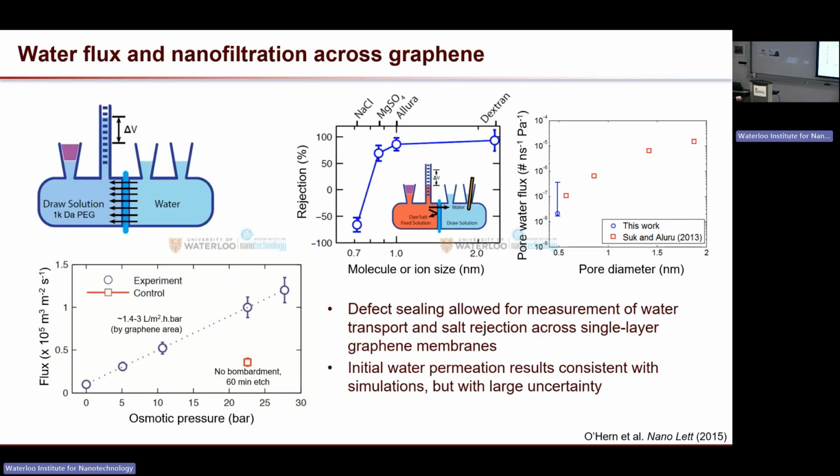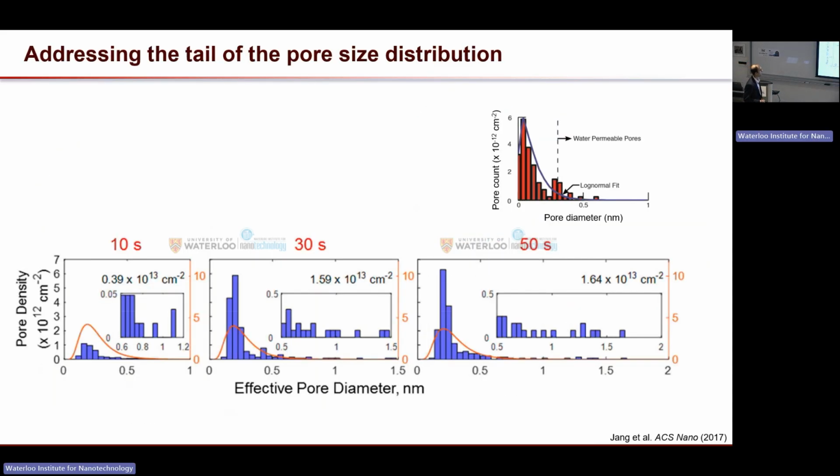So with that, we are able to measure water flux as a function of osmotic pressure and do some dye rejection and salt rejection experiments. So here we got rejection of dye molecules and a little bit of multivalent salts. And our experimental values were consistent with the molecular dynamics simulations at that time. But we still have this issue that when we make pores, there is this tail of the pore size distribution, and these are all leaky.